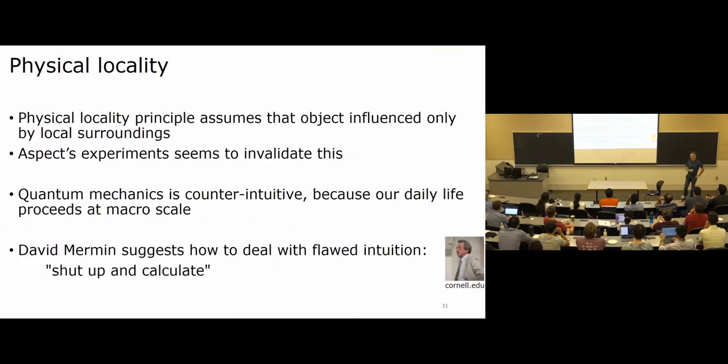Additionally, this result and other similar results say something about physical locality. Physical locality is a principle that physicists used to follow, and it said that a particle over here is only influenced by nearby particles. It's not influenced by anything happening on Venus or Mars. But these experiments suggest that locality is wrong. And quantum mechanics baffles our intuition, right? I mean, this is mind-blowing, and it gets even more interesting.